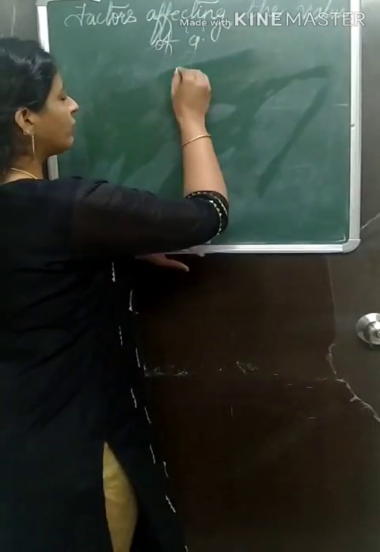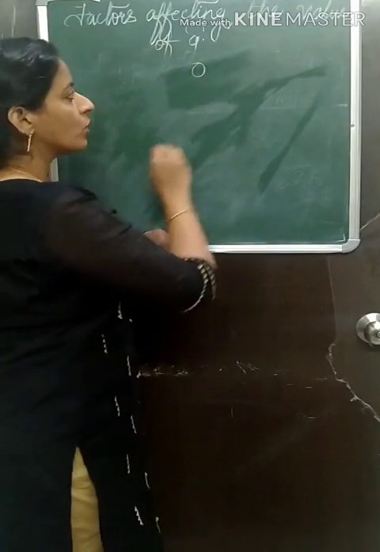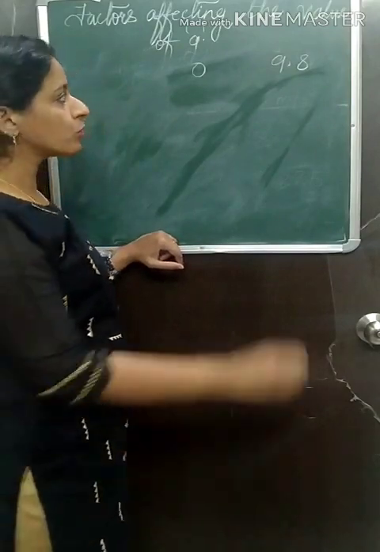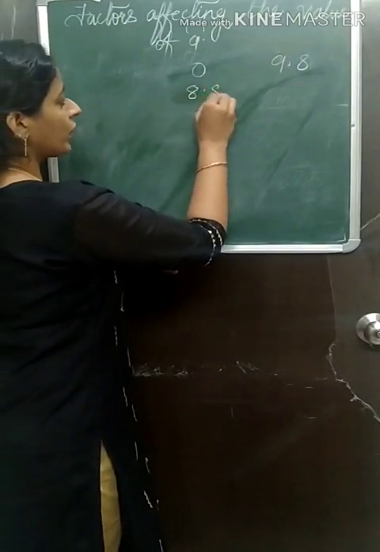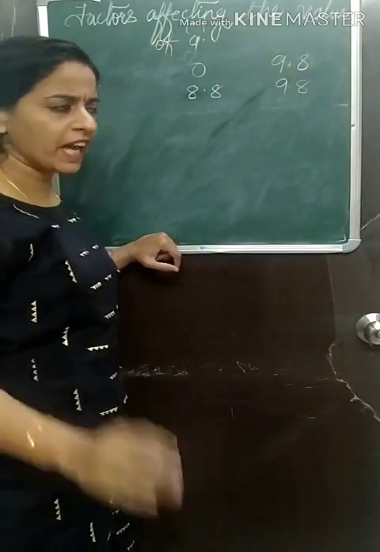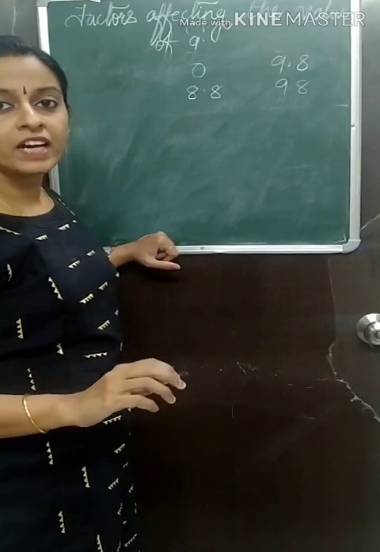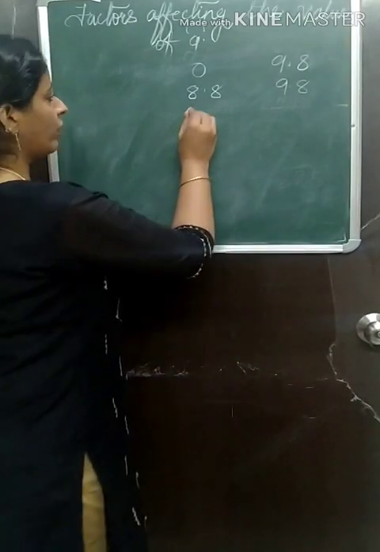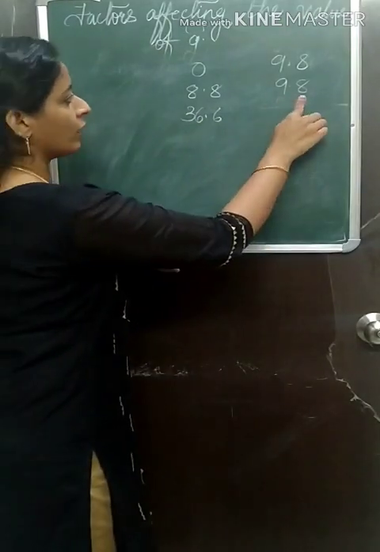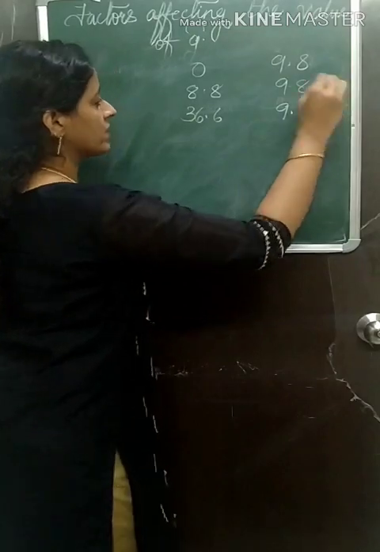Recall that table. First we took the surface of the earth, the height was 0. You got 9.8. Second example, you took Mount Everest, 8.8 kilometer. Again the value of G did not change, 9.8. Third, you took the maximum height reached by a man-made balloon, 36.6 kilometer. Now the value of G will change a little bit. So you wrote it as 9.77.